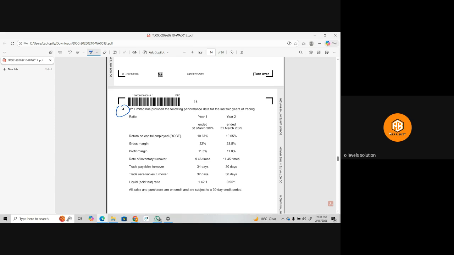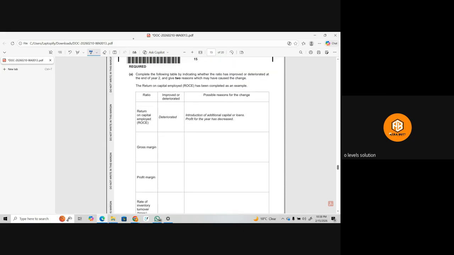And they are saying that ratios are provided already, as you can see for year one and year two. And what we need to do with it? Okay, so they are saying to complete the following table by indicating whether the ratio has improved or deteriorated at the end of year two and give reasons which may have caused the change. And they are saying that one ratio we have already solved.